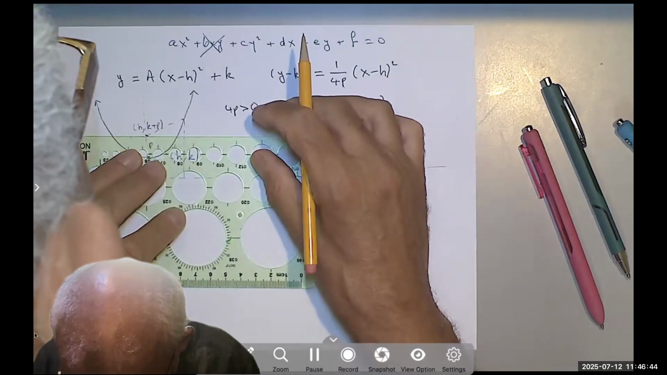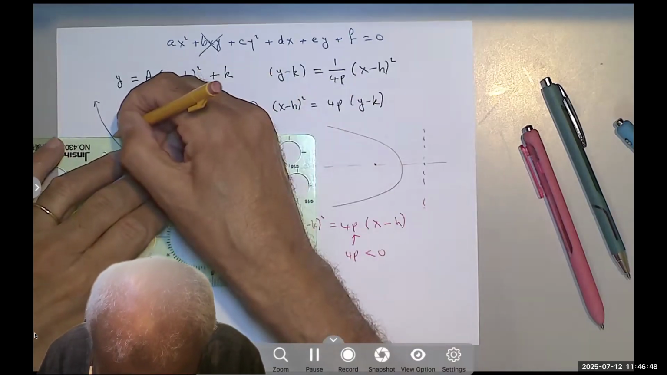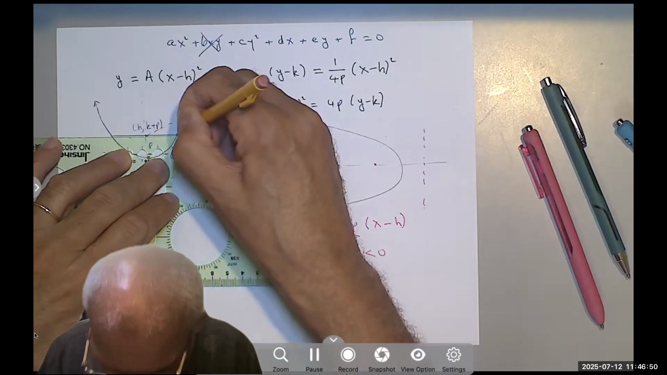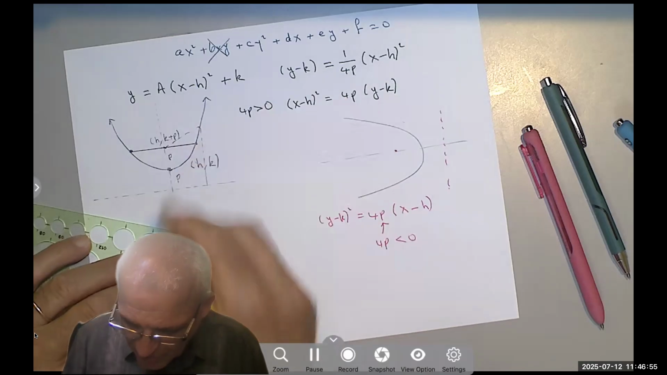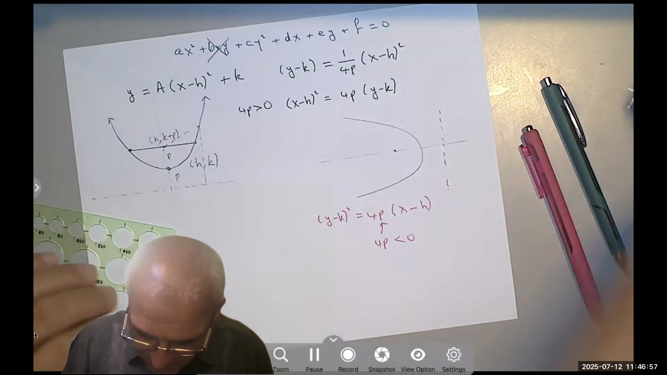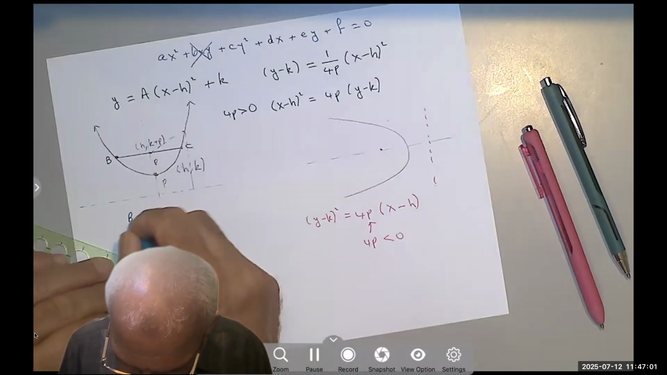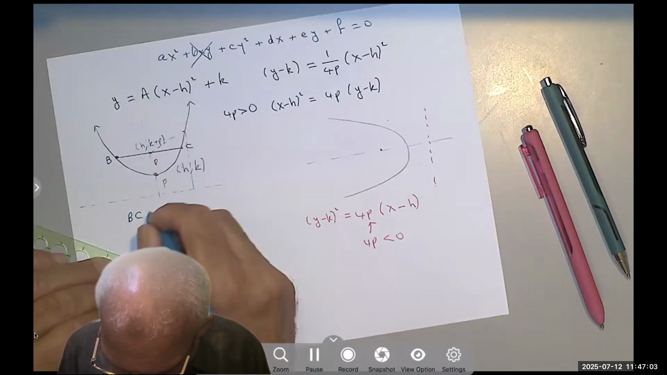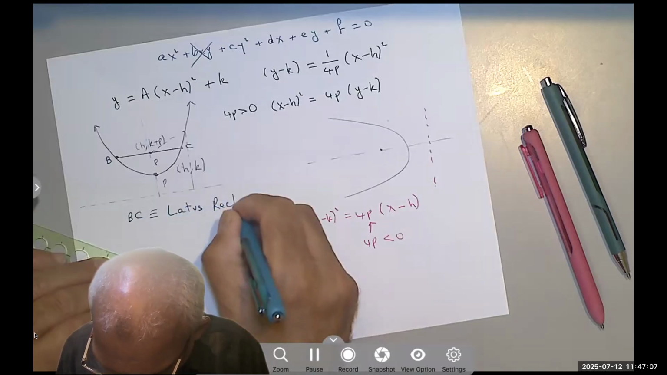One last thing maybe we didn't mention in ellipse, and we will mention it here, is that if you take a line parallel to the directrix and passing through the focus, that distance, I used the letter A, so let's call it BC, for example. BC here is referred to as the latus rectum.